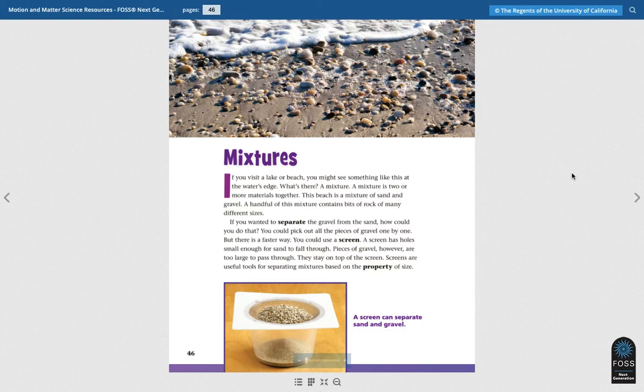Screens are useful tools for separating mixtures based on the property of size. If you look down here, the caption for the picture says, "A screen can separate sand and gravel."